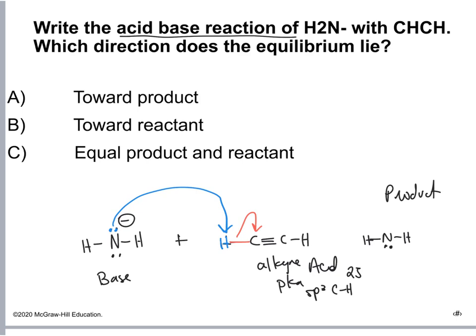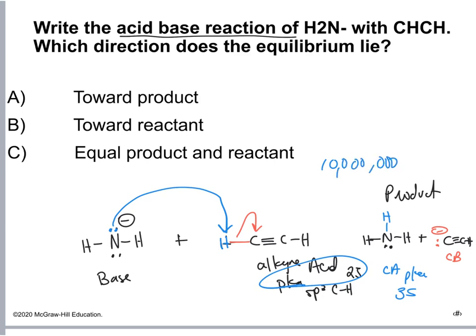And then there's your conjugate acid. And then your conjugate base would be this here. And that would be a formal charge of negative. Now we assign our pKa values. We said this one is 25. The pKa value of this, you look at your sheet, hopefully you came up with 35. 25 and 35, that's 10 zeros, and towards the higher pKa value, so it's going to be toward the product.